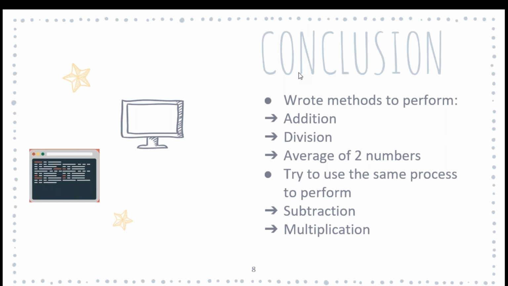Now I encourage you to use the same process to perform subtraction and multiplication, which were two of the arithmetic operators that we didn't really do in today's exercises. As I mentioned previously, it's the exact same process, the exact same structure. All you do is create method names that make sense for subtraction and multiplication, and make sure to use the designated arithmetic operators of subtraction and multiplication to carry that out, which is really important.